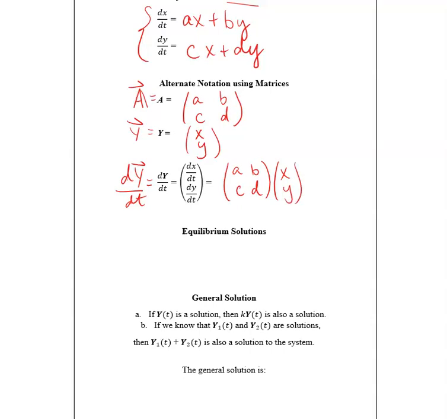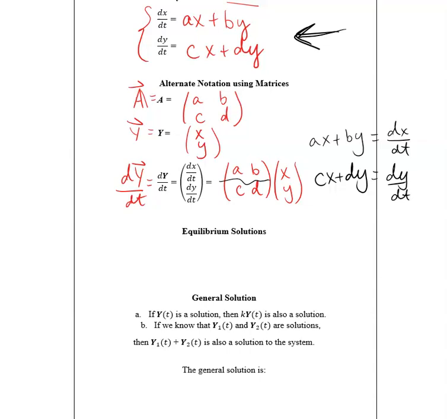And just a quick refresher about multiplying matrices. We talked about this a little bit in class, but I want you to think about how this relates to what we have up here. If you distribute this matrix, if you multiply these out, we would have ax plus by is equal to dx/dt, and then in the bottom we would have cx plus dy is equal to dy/dt. So what I want you to see is that this is a way of writing this system of equations using matrices with the coefficient matrix and the variable matrix.